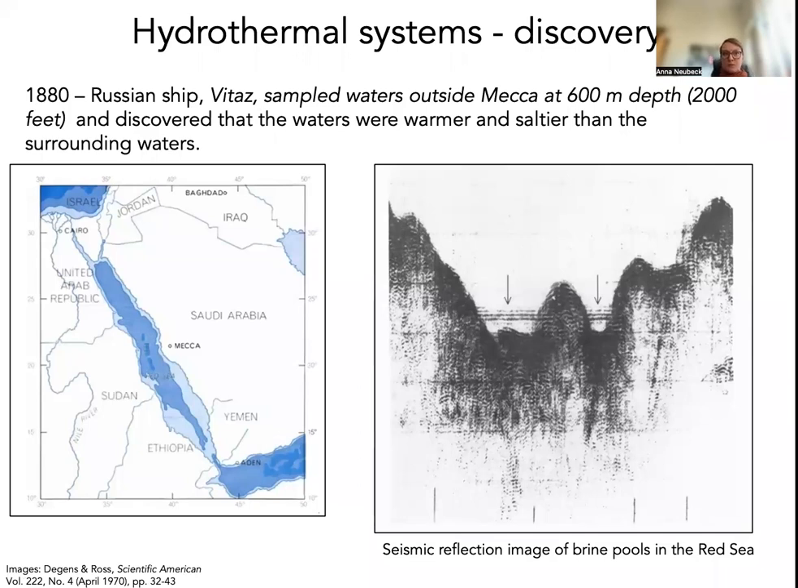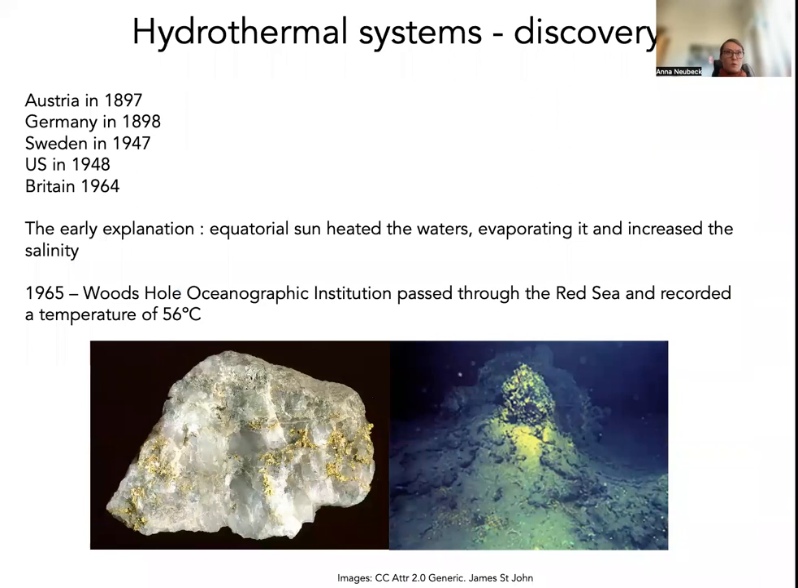So they took up these samples, and they could feel that the waters were very warm. And that sparked some interest in the research community in general. So many countries followed this expedition: Austria in 1897, Germany in 1898, Sweden 50 years later in 1947, and the US and Britain just a couple of years later, to also sample these mysterious salty waters of the Red Sea.